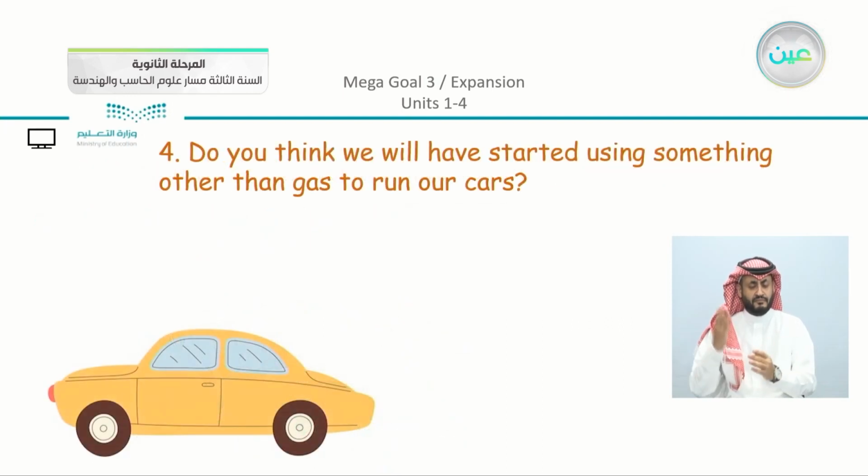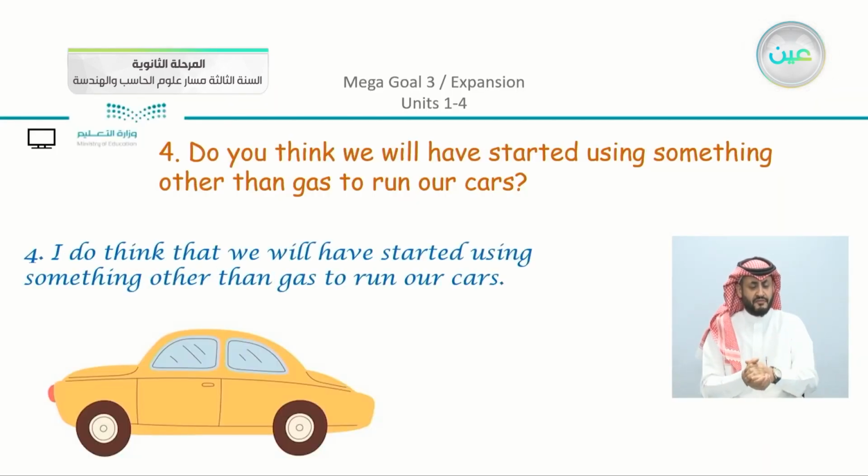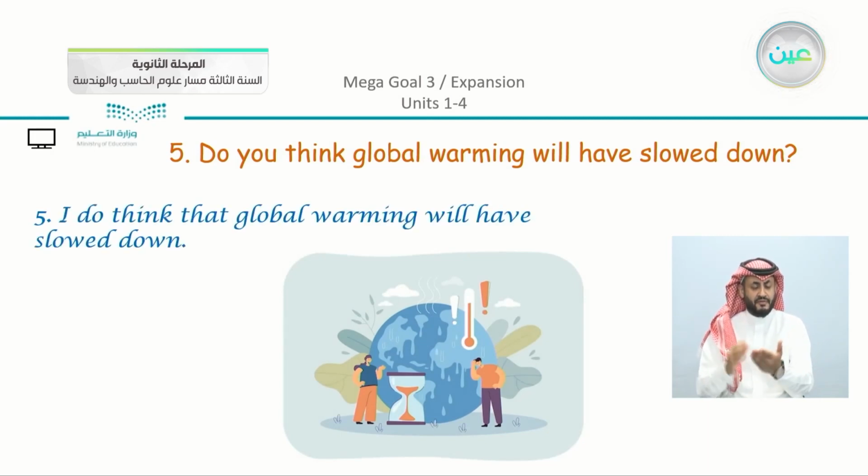Do you think we will have started using something other than gas to run our cars? We can answer by saying, I do think that we will have started using something other than gas to run our cars. Do you think global warming will have slowed down? So here we can apply by saying, I do think that global warming will have slowed down. You can see that I have also both structures in my sentence.